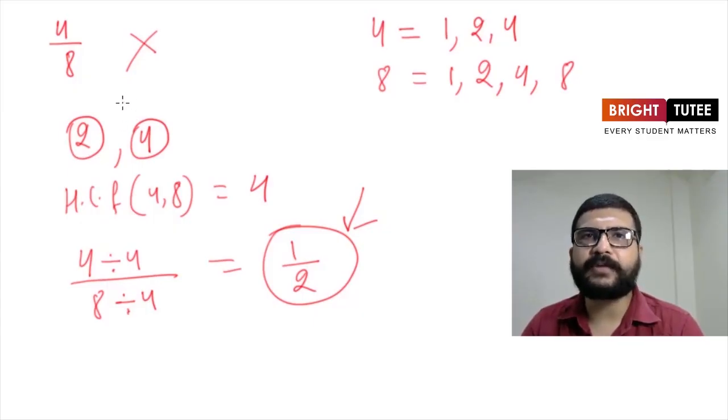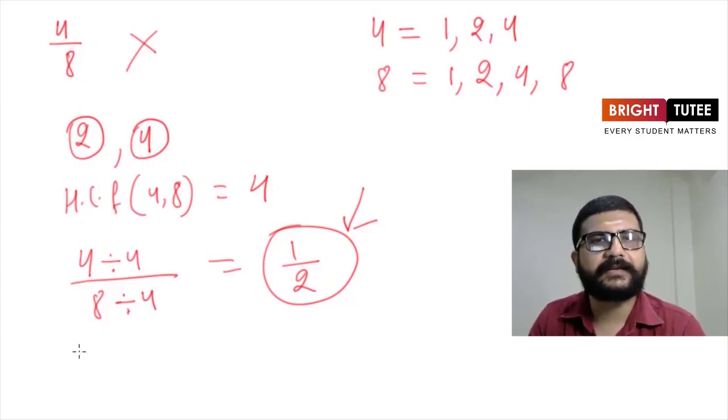So what we have to do for that, we have to divide both numerator and denominator with the highest common factor. So do we have to divide with highest common factor always? No, it is not necessary. So what we can do here, let's divide both numerator and denominator with 2. So let's see what we will get.